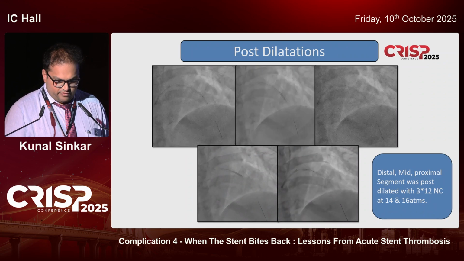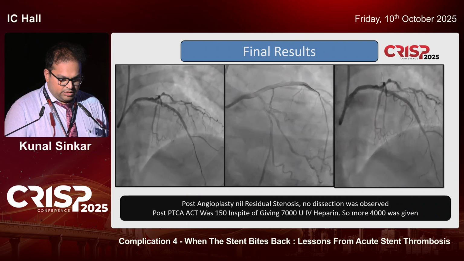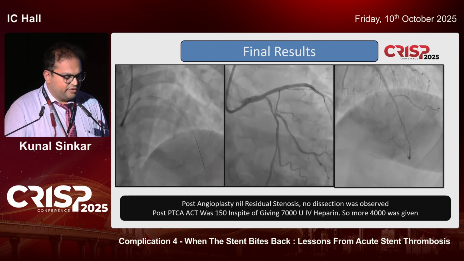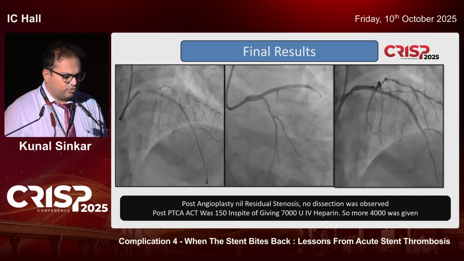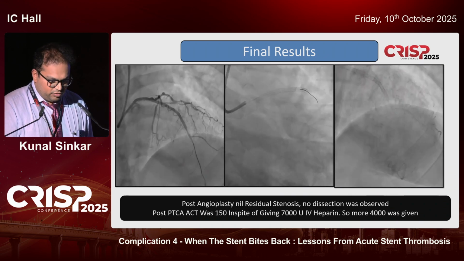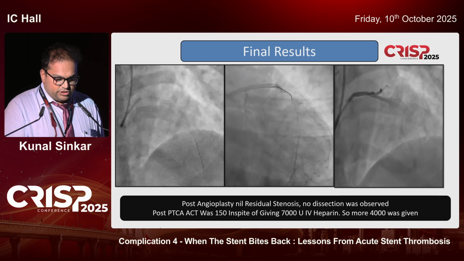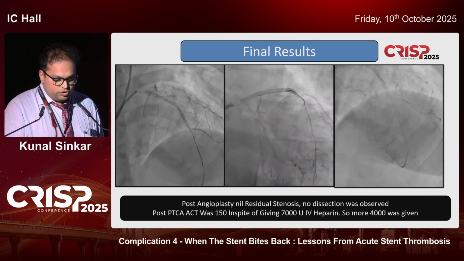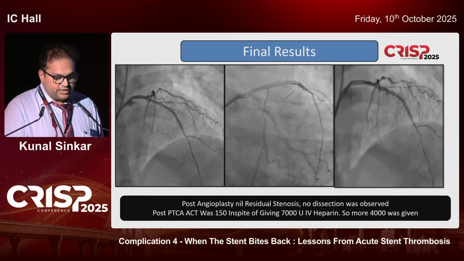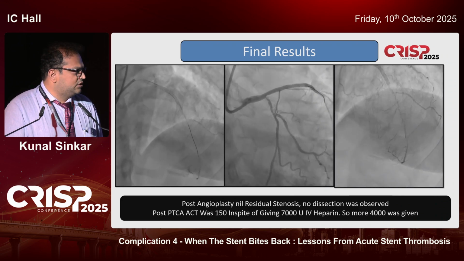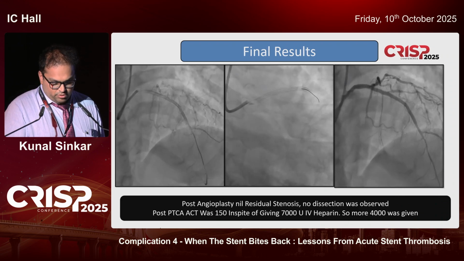And after post-dilatation, this was my result. TIMI 3 flow, no reflow or slow flow. Post angioplasty, no residual stenosis, no dissection was observed. Post PTCA, ACT was 150 in spite of giving 7,000 units IV heparin. So I gave 4,000 more units IV heparin.